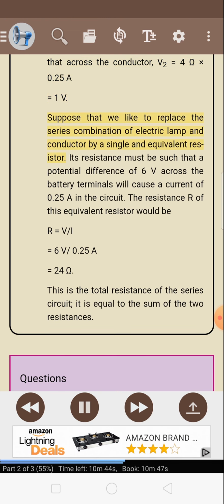Suppose that we like to replace the series combination of electric lamp and conductor by a single equivalent resistor. Its resistance must be such that a potential difference of 6 volts across the battery terminals will cause a current of 0.25 A in the circuit. The resistance R of this equivalent resistor would be R equals V over I equals 6 volts over 0.25 A equals 24 ohms. This is the total resistance of the series circuit. It is equal to the sum of the two resistances.